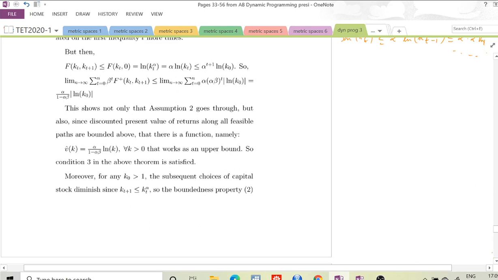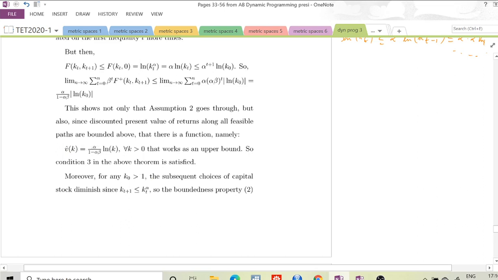Because of the constraint that is put on kt plus 1, log kt plus 1 will be less than or equal to alpha log kt, right? So it will bound the feasible paths, therefore it will bound the discounted present value of returns, right? So the discounted present value of returns is always bounded above by that. And so we have this candidate value-like function v hat that bounds everything from above. Okay?